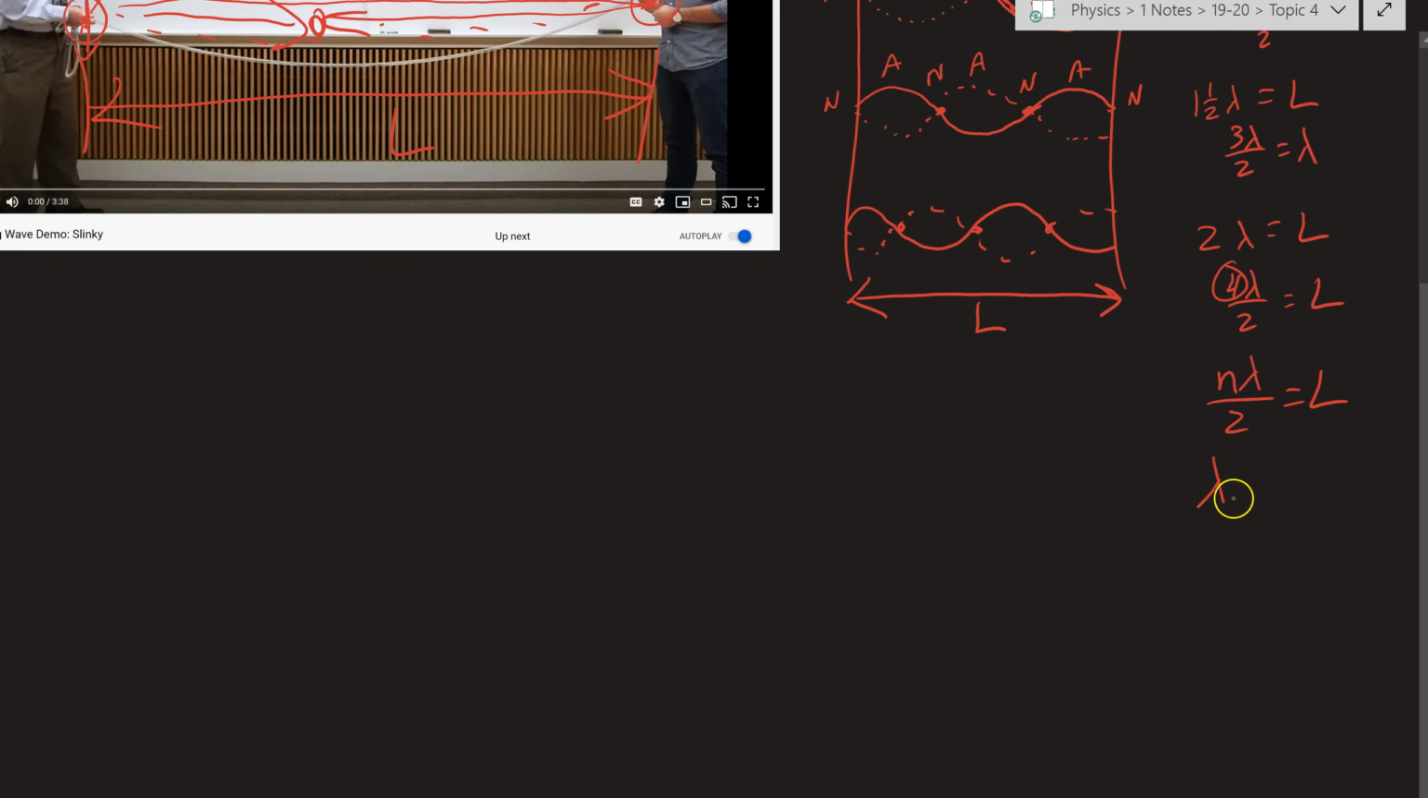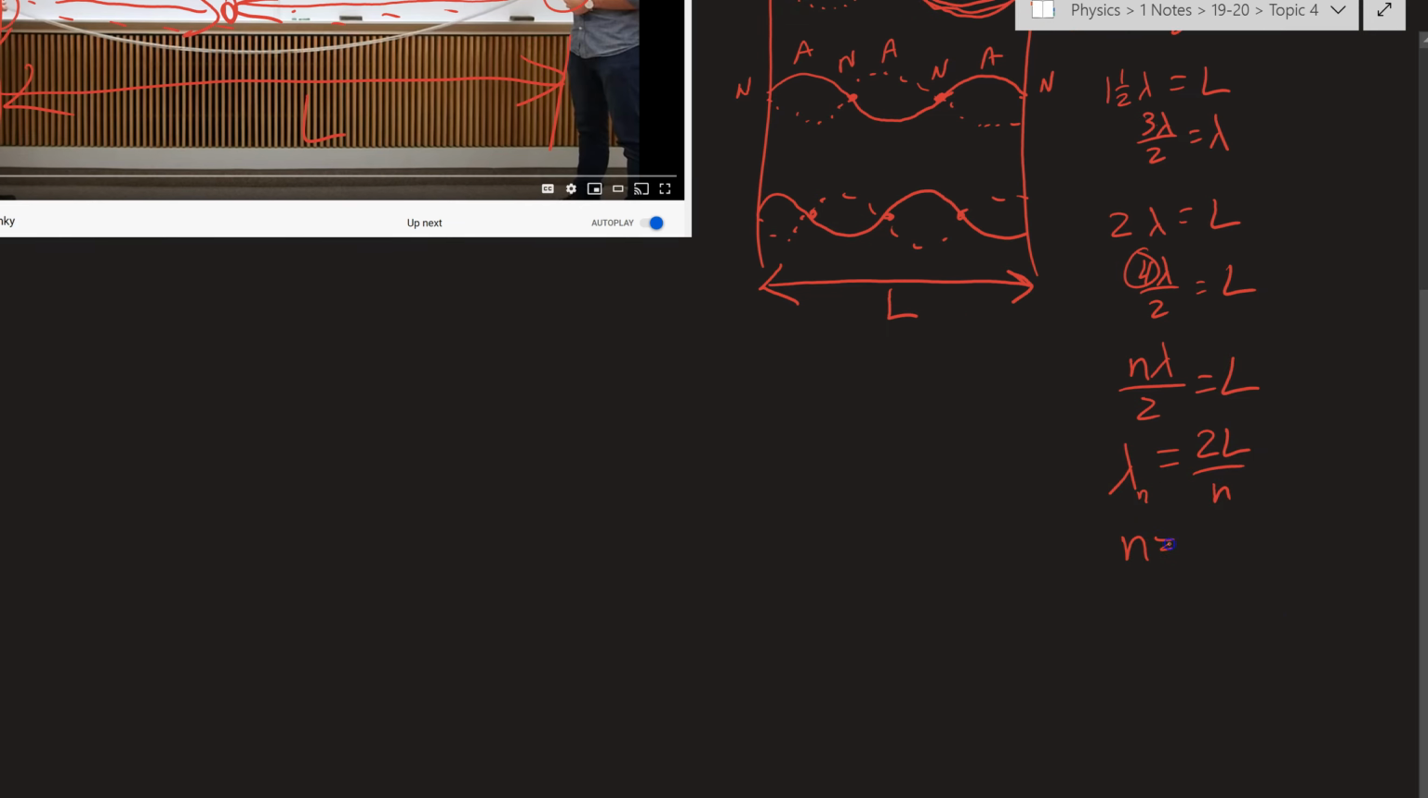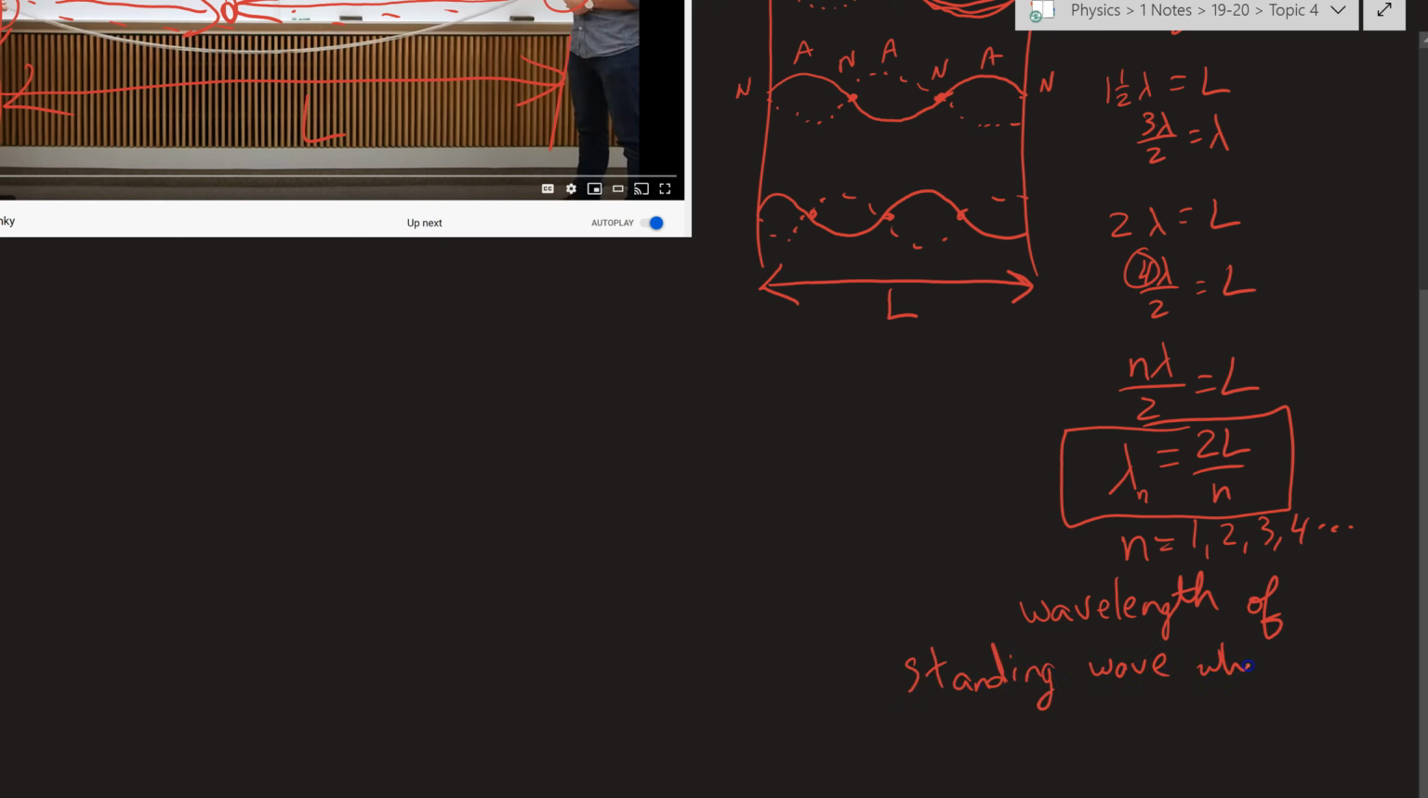And usually you solve this for lambda, 2L over n, and put a little subscript in there, where n can be 1, 2, 3, 4, and so on. That's the formula for the wavelength of a standing wave when both ends are fixed in place, which forces the ends to be nodes.